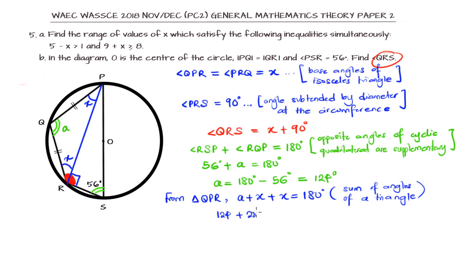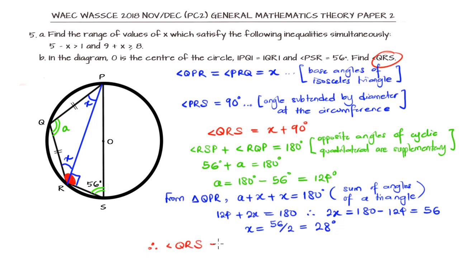Our A is 124, plus 2x is equal to 180 degrees. Therefore, our 2x will be 180 minus 124, and that is 56 degrees. So x will be 56 divided by 2, and that will be 28 degrees. So now our QRS that we are looking for, we can solve since we now know the value of x, and that angle QRS will be x plus 90, which is 28 plus 90, and that is 118 degrees. And with this understanding of the theorems of circle and the property of isosceles triangle, our question is solved.